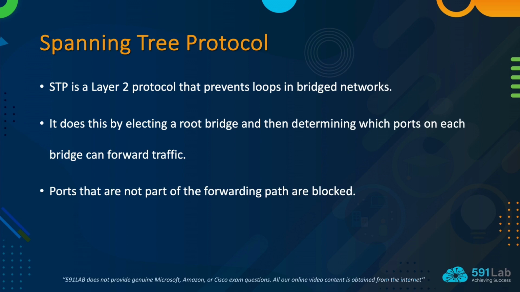All other bridges then determine the best path to the root bridge and block any ports that would create a loop. This ensures that there is only one active path between any two devices in the network.